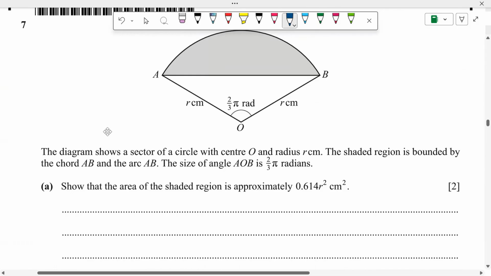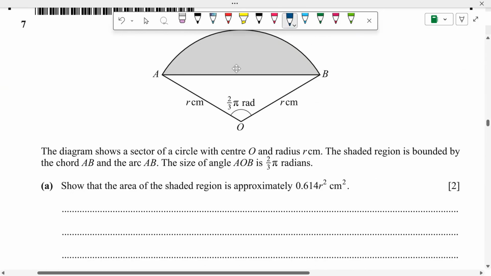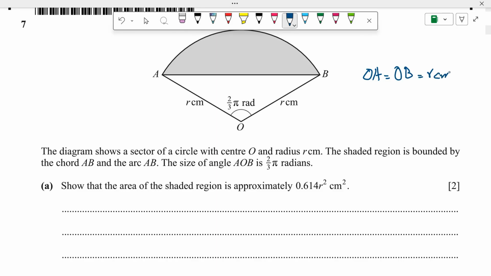Okay, we are going to start question number 7. The diagram shows a sector of a circle with center O and radius r centimeters. You can see that OB is the radius and OA is the radius. So OA is equal to OB, which is equal to r centimeters.